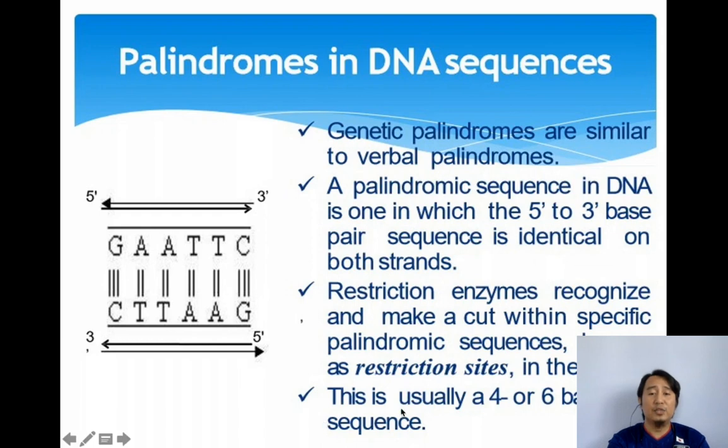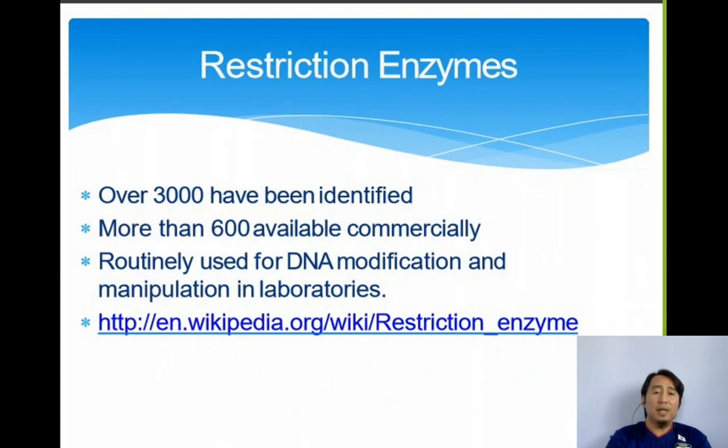in the DNA. This usually 4 to 6 base pair sequence. So dia boleh jadi 4 ataupun 6 lah the maximum of the nucleotide sequence yang code for the restriction enzyme. Okay, over 3,000 have been identified. So ada 3,000 of restriction enzyme, or more. Sekarang ni ramai orang dah jumpa restriction enzyme yang baru. More than 600 available commercially. Tapi hanya 600 saja yang digunapakai untuk commercialize, untuk kita buat DNA cloning. Routinely used for DNA modifications and manipulation in the laboratories. Right?